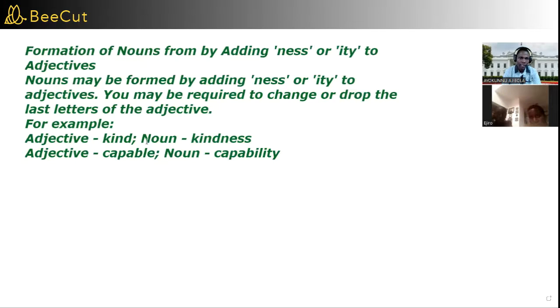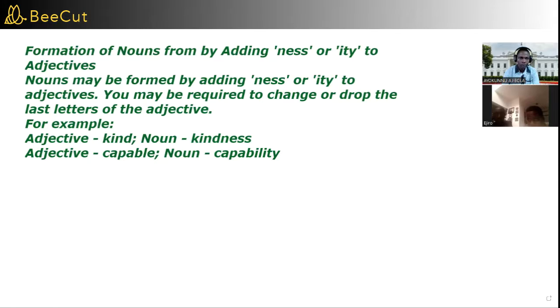For example, kind becomes kindness, and capable becomes capability. Kind is an adjective. Capable is an adjective. But when you add NESS or ITY, it becomes kindness and capability. So kindness is a noun, it's an act. Then capability is also a noun. And the second to the last one we're going to look at is noun forms from verbs.